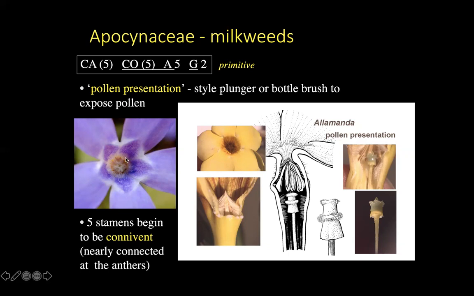If you look from the top down on a flower like this, it almost looks like it's sealed off. This is called connivent, where the tops of the stamens are almost sealed or connected all the way around. And then that plunger is going to push right up through the middle of that.